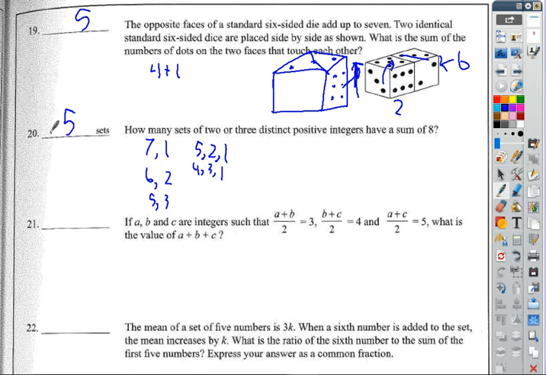Okay, next, number 21. No, it's... Okay, has it started? Okay.